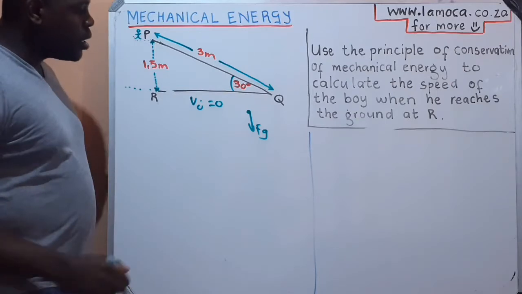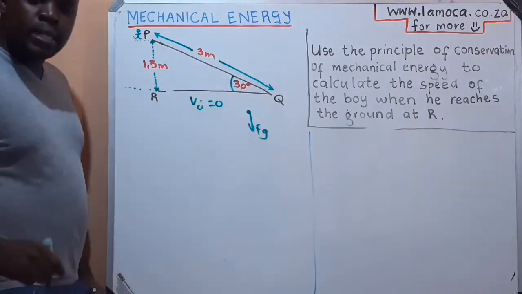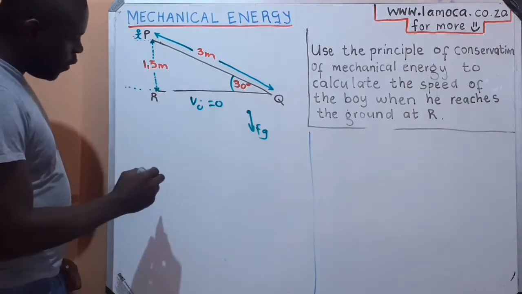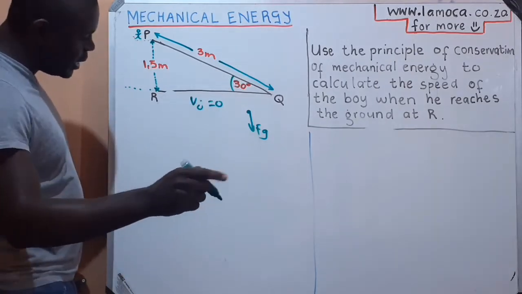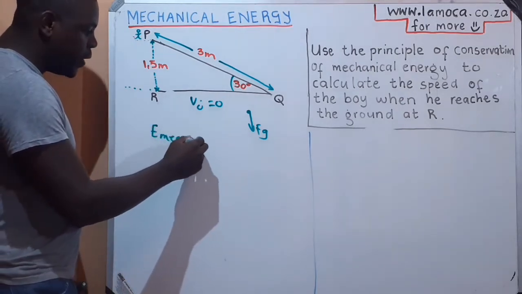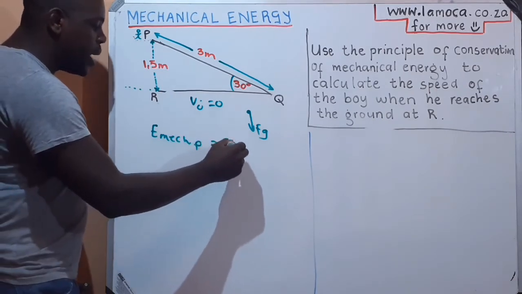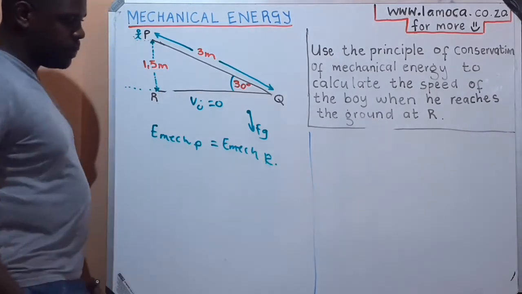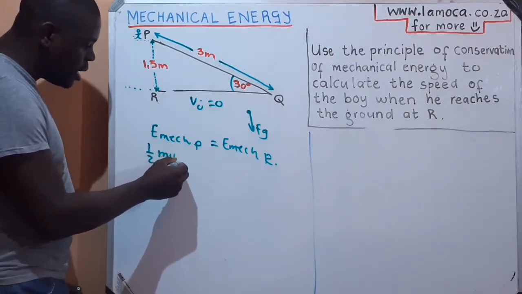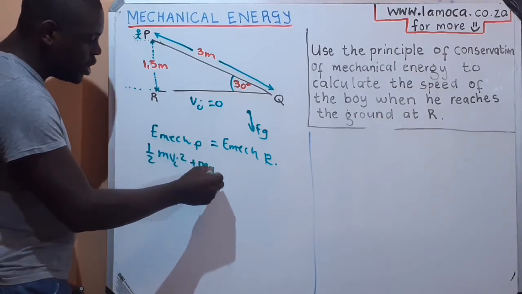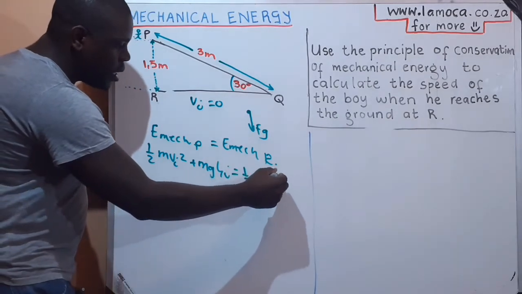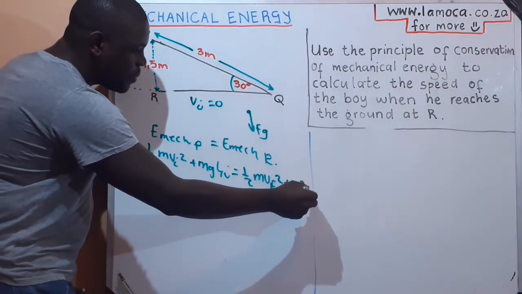So let's try and apply the principle of mechanical energy to find the speed when it reaches point R. The conservation of mechanical energy mathematically goes: Emech at point P is equal to Emech at point R. Now when we expand this, half m Vi squared plus m g hi is equal to half m Vf squared plus m g hf.